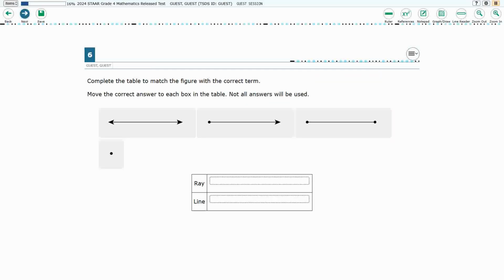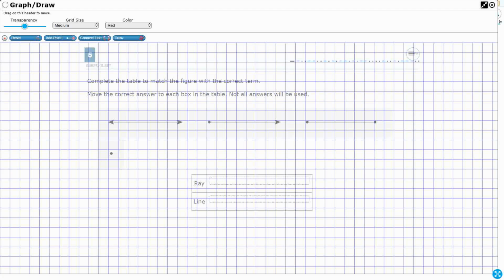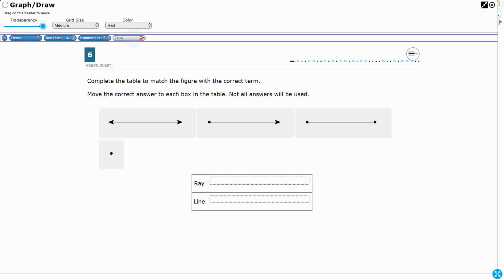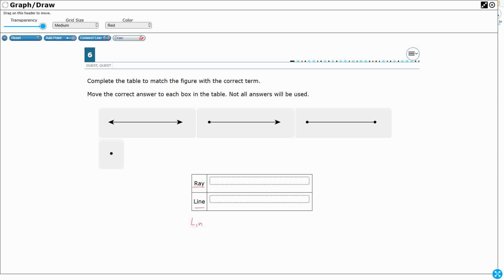For number 6, this is a drag and drop, and all we need to do is know our vocabulary. If we know our vocabulary, we're good. If we don't, we're just going to have to guess on this. There are no vocabulary definitions in our reference material. Students need to know these terms. So we've got line, ray. 2 other terms that we should learn with these are line segment and point, because that's what these 4 are.